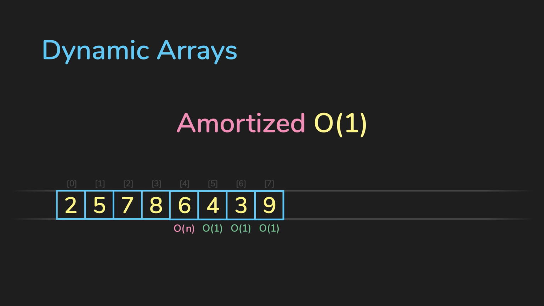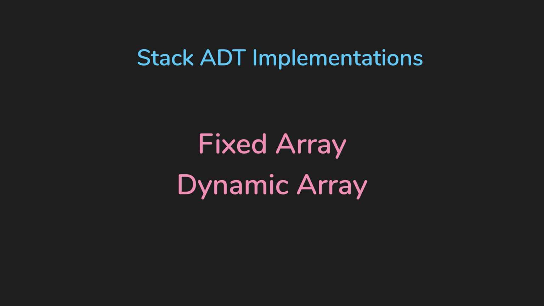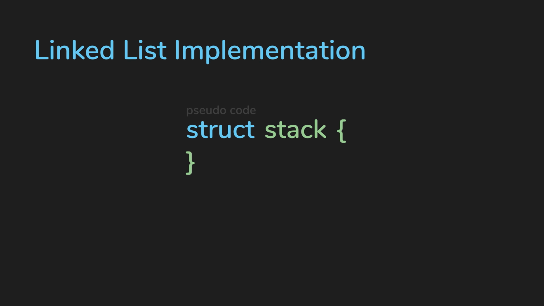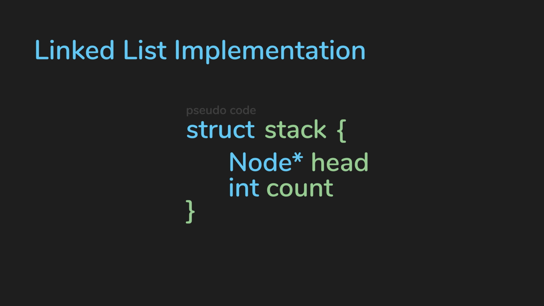As you can see, there are pros and cons of each implementation. So far, we have fixed array and dynamic array as implementations. Can you think of another one? Yes, linked list. What would a linked list implementation look like? Let's have the stack ADT have two variables: count to determine how many elements are in our stack, and head to determine the head of the linked list.